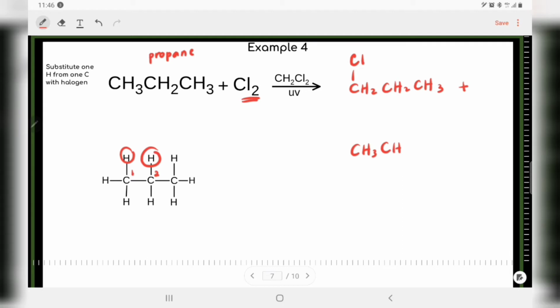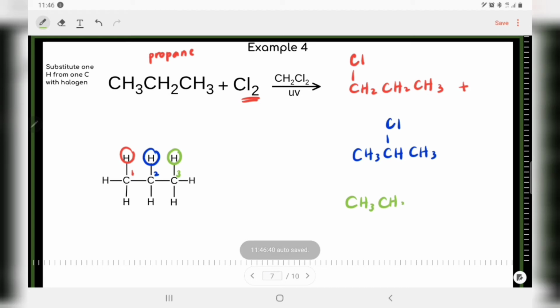So the product is CH3 CHCl CH3. I will use a different pen. Number 2, CH3, CH, CH3, Cl. And lastly, we remove from carbon number 3. So we will get the product CH3 CH2 CH2 Cl.